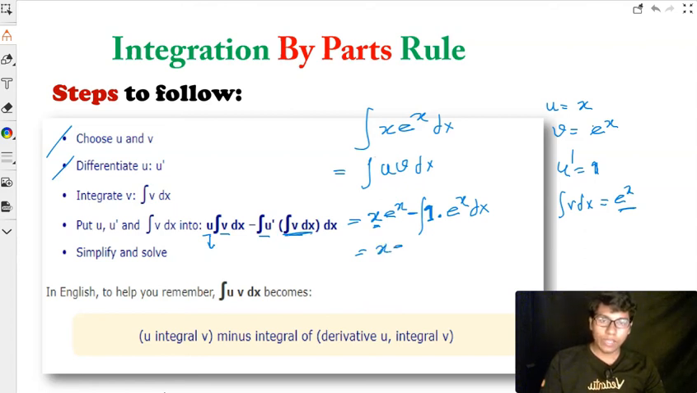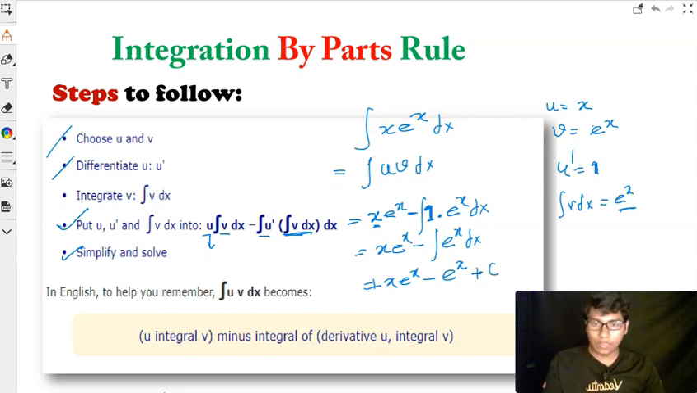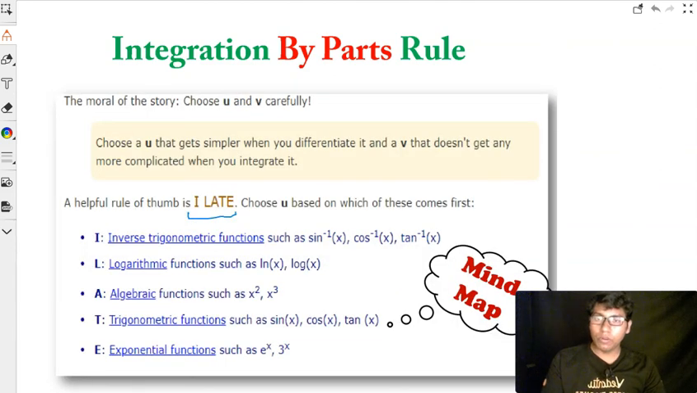Finally, the next step is to simplify it, and if needed, solve it further. I get x e to the power x minus integration e to the power x dx. What is the integration of e to the power x? It is e to the power x, and I have to add a plus c, which is nothing but the integrating constant.